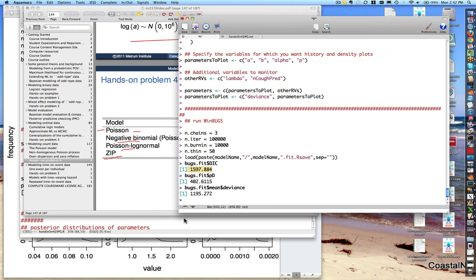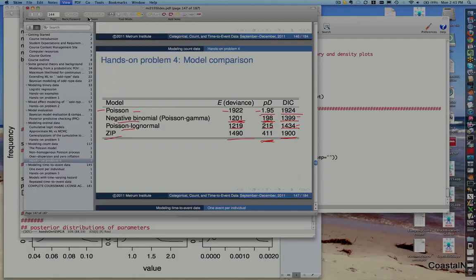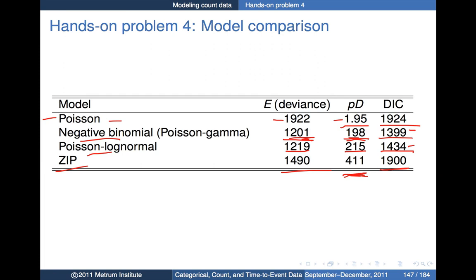Okay, let me take another breath here, see if there's any questions before we move on to our next major topic. We're going to move off of working with count data and start talking about time to event data. Okay, nothing popping up yet. If anybody's still typing, I'll keep my eyes open to see if something crops up here.